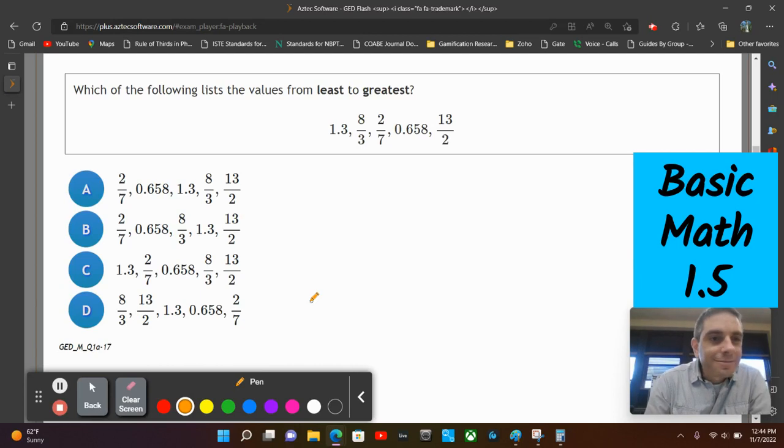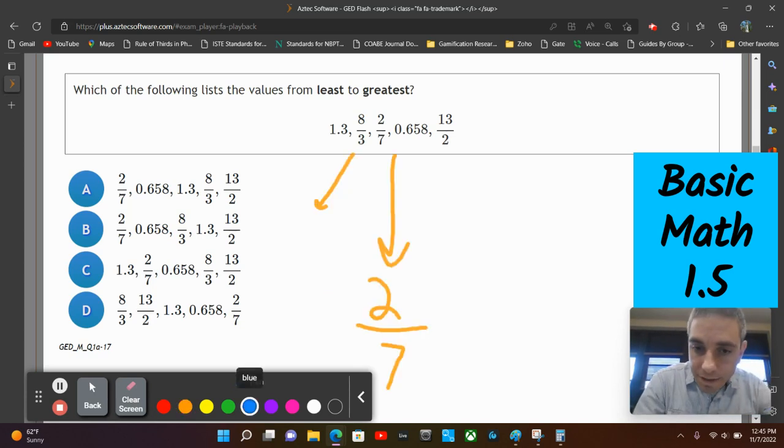Okay, next question. Which of the following lists the values from least to greatest? And we have 5 values there. 3 of them are fractions and 2 of them are decimals. The approach to this question ought to be first get them all into decimals so that we can compare from there. On the top number of the fraction, add a 0.